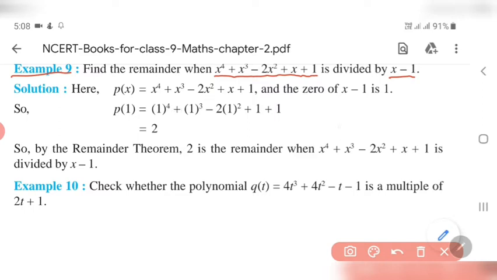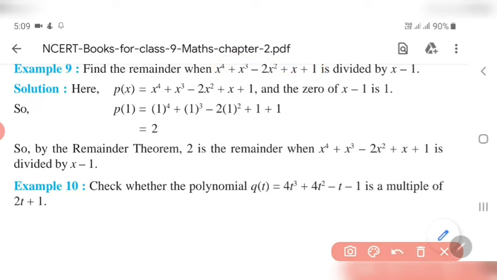So first what you have to do: x to the power of 4 plus x cube minus twice x square plus x plus 1. This will be the value of P(x). We will take it as P(x). Is it clear?